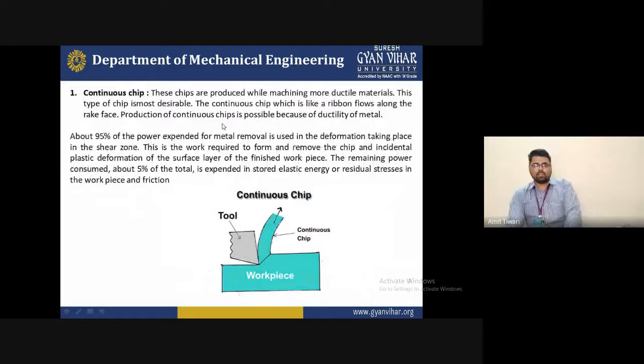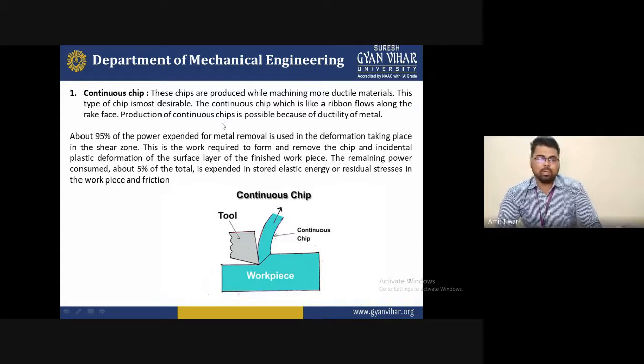Now, for a deeper study of chip formation, first of all let us take the continuous chip. It is the chip produced while machining more ductile material, and this type of chip is most desirable. The continuous chip flows like a ribbon along the rake face. Production of a continuous chip is possible because of the ductility of the metal. About 95% of the power expended in metal cutting is used for the deformation that takes place in the shear zone, which is the work required to form and remove the chip and the plastic deformation of the surface layer of the finished workpiece.